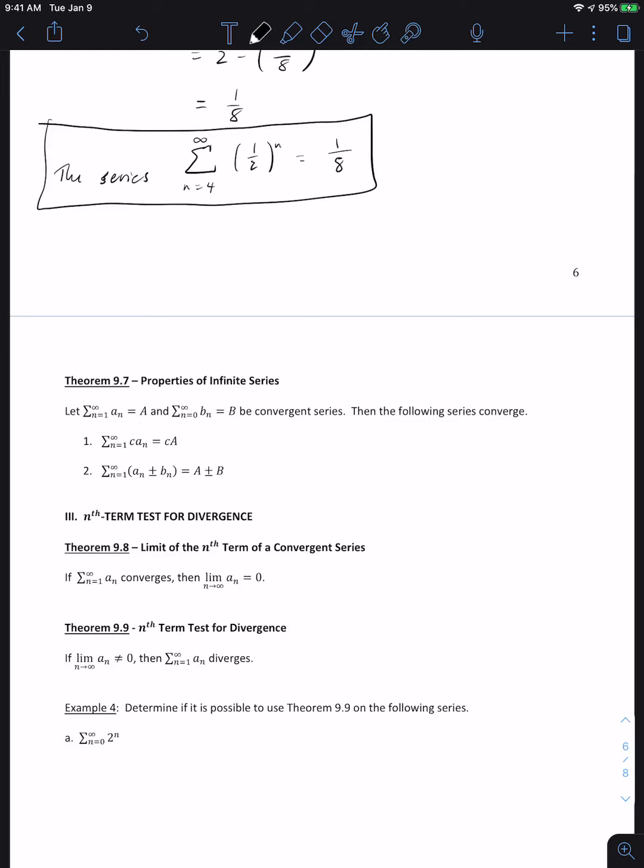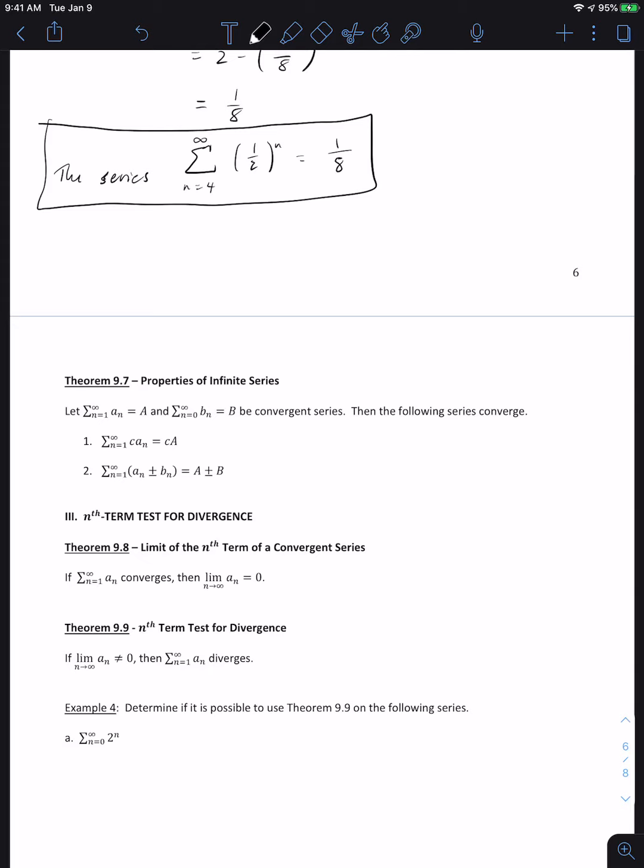And then the other one here is if I add or subtract all the terms from the first series and all the terms from the second series, then I will end up with the sum of the series A plus or minus the sum of the series B, depending on whether I added or subtracted the terms.